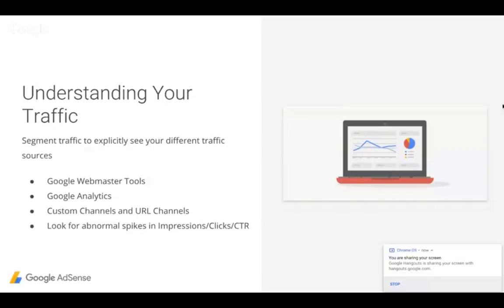Finally, when segmenting traffic, try to use custom channels and URL channels. For custom channels, you can make granular segments at an ad unit level as well, to understand which of the ad units are behaving correctly and which are not, and if there are certain steps you can take to improve the performance of those other ad units.